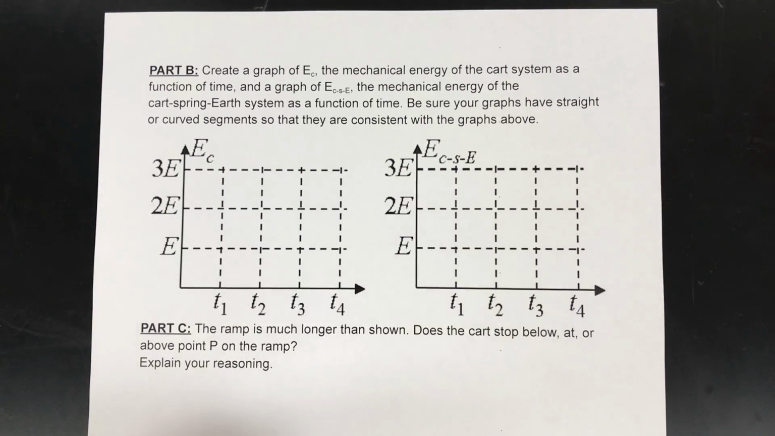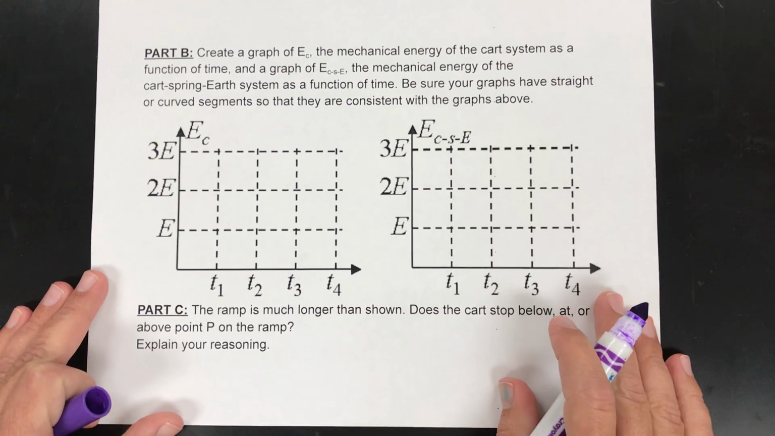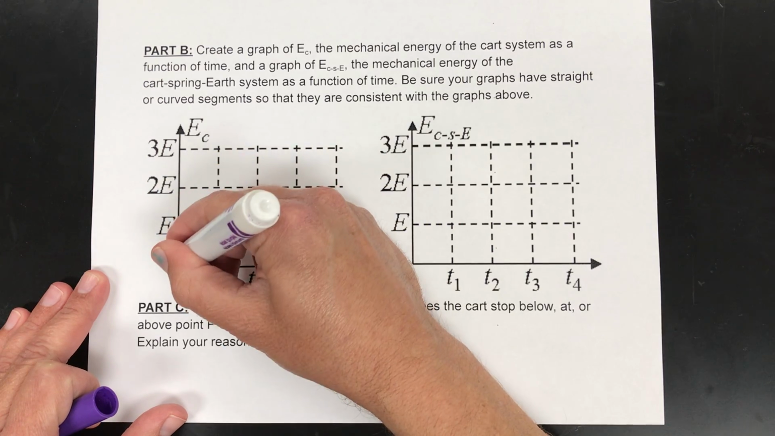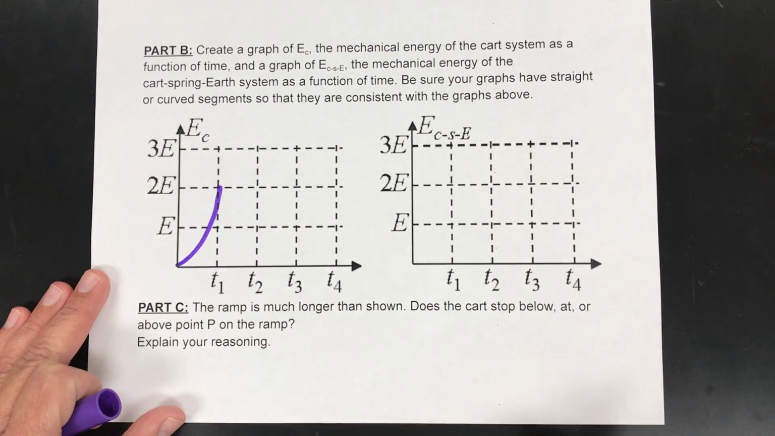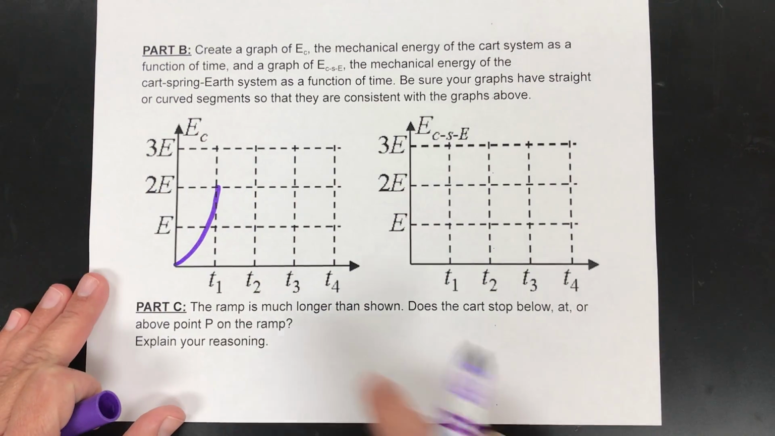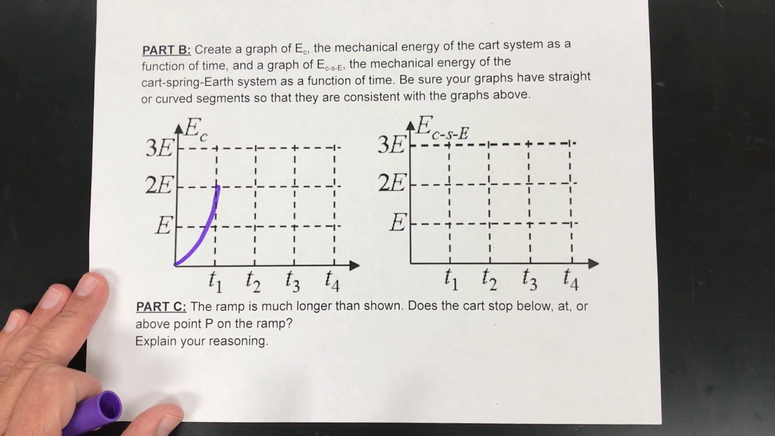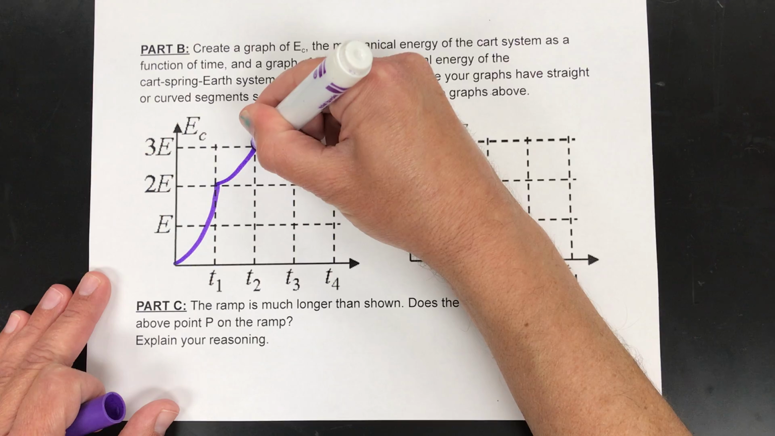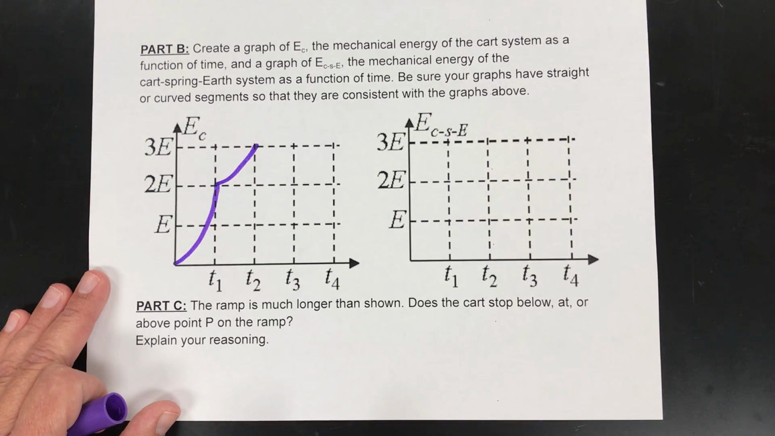So they want us to do two graphs. This first graph here is going to be the energy of just the cart. When we go to do this, the spring is going to do outside work, and so it is going to increase our energy to 2E. So it goes up to 2E, and why is it parabolic? Because we're accelerating as the spring pushes on us. Here's where we begin to fall. If the system is just the cart, then gravity is an outside force, and it will also do outside work and cause us to gain an amount of energy, E. So now our total energy is up to 3E.